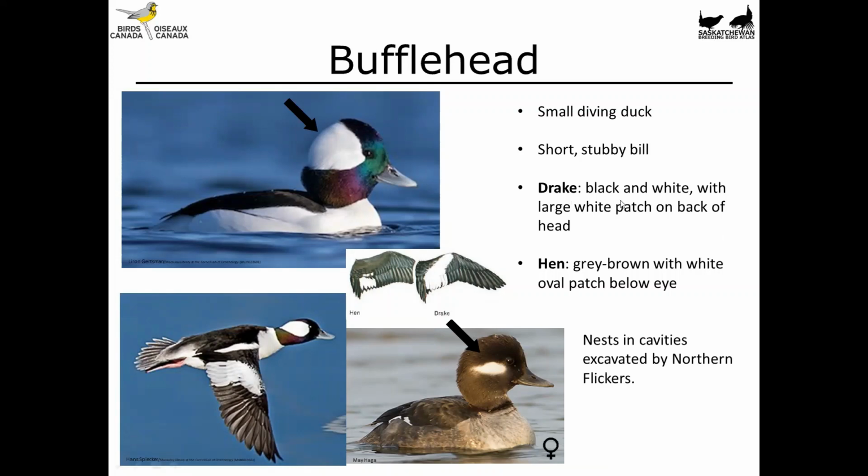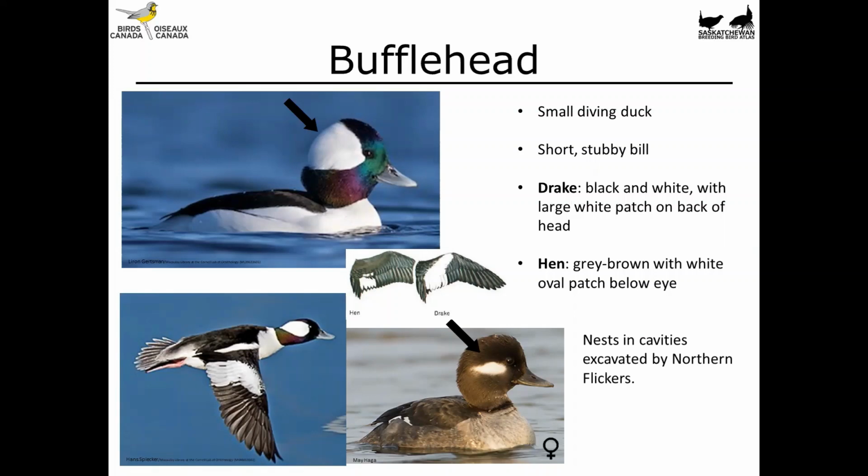So the Drake Bufflehead is a black and white duck with this large white patch on the back of its head. These birds, if you see them out on a pond or a lake in the sunlight, they just glow, and they'll catch your eye, and they'll probably be small enough that you'll want to put binoculars on them to tell what they are, but they really do glow.